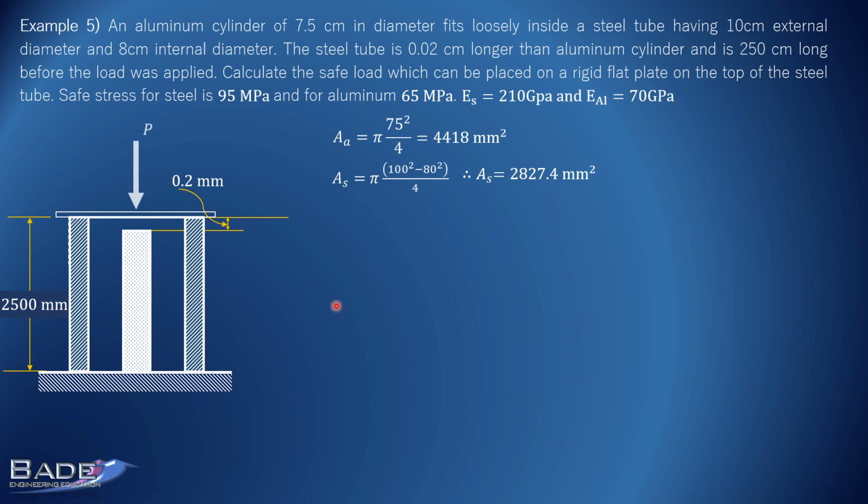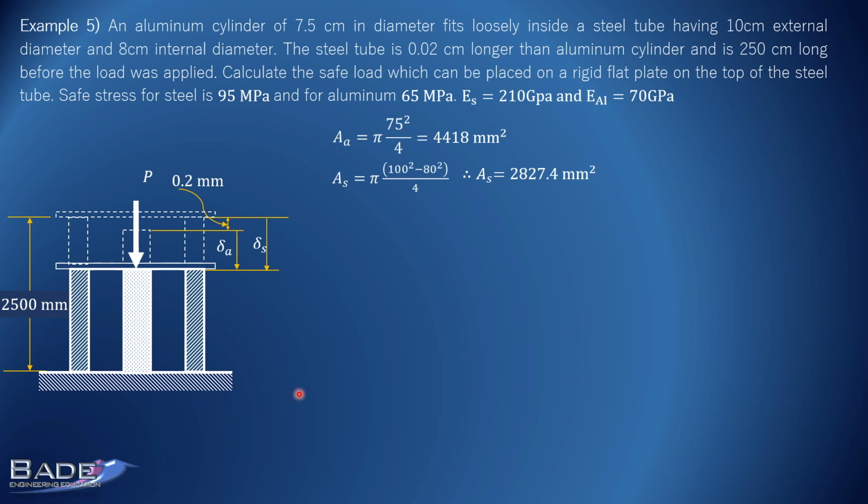Now watch here. Load P is applied on that rigid plate. So of course there is compressive load on the steel and the whole assembly gets compressed. Watch carefully on your screen. The length of the steel has reduced by delta S and the length of aluminum has reduced by delta A, and finally the load is taken by both the materials.